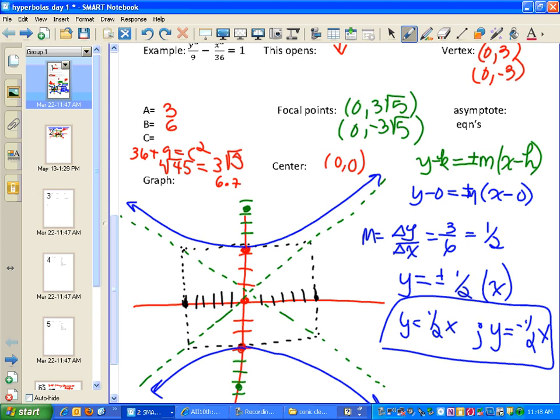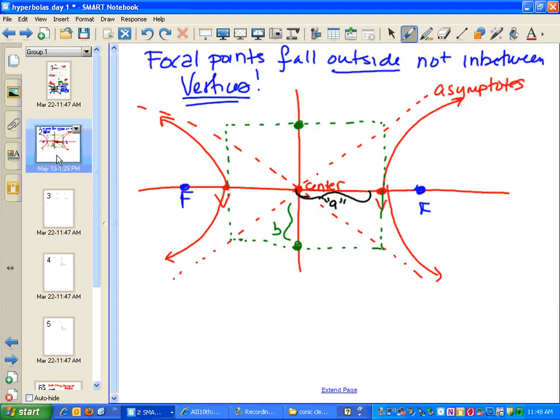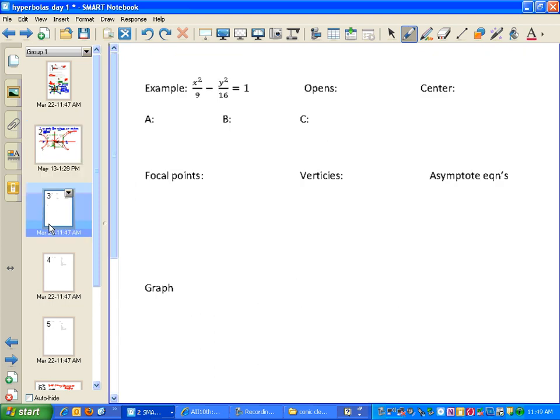We can just write y equals plus or minus, but what's going to happen is our center is not going to be at the origin anymore. So you want to get into the habit of writing it as two separate equations. Does that make sense? Okay. So this is what I gave you. We have a center, focal points that fall outside, vertices that we connect our hyperbola to, and asymptotes that determine how wide our hyperbola is going to be. Make sense?